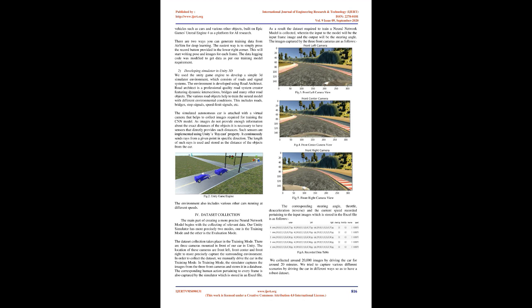There are two ways you can generate training data from AirSim for deep learning. The easiest way is to simply press the record button provided in the lower right corner. This will start writing pose and images for each frame. The data logging code was modified to get data as per our training model requirement.